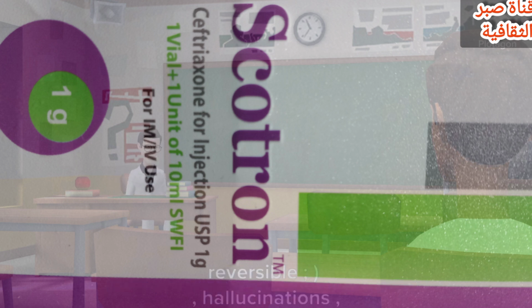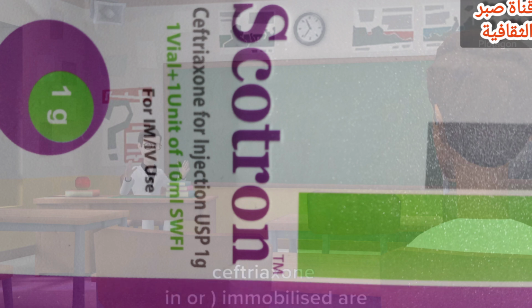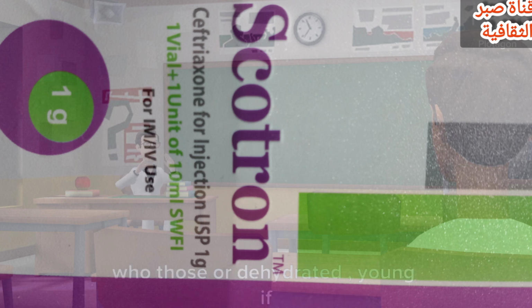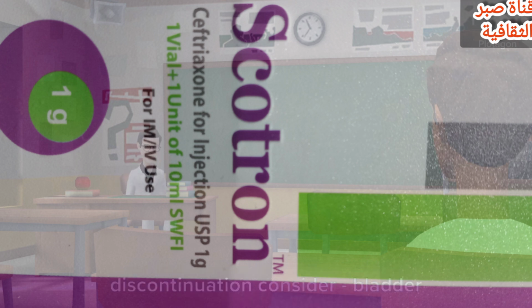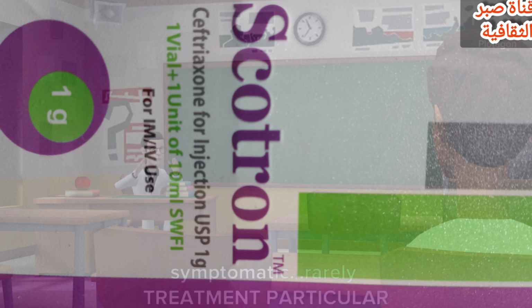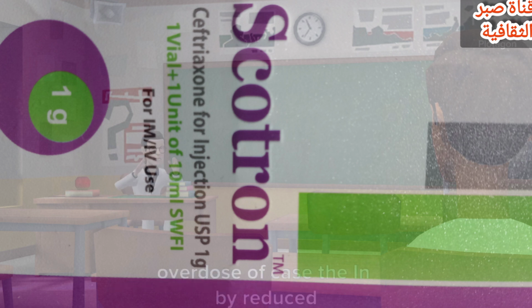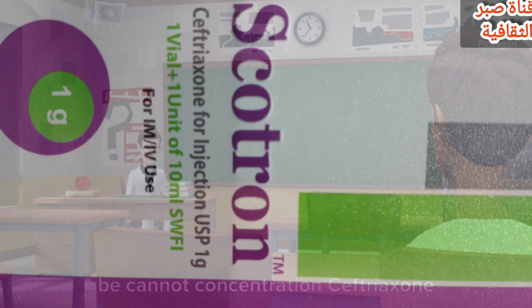Reversible interstitial nephritis, hyperactivity, nervousness, sleep disturbances, hallucinations, confusion, hypertonia, and dizziness. Calcium-ceftriaxone precipitates in urine, particularly in very young, dehydrated or immobilized patients, or in the gallbladder; consider discontinuation if symptomatic. Rarely prolongation of prothrombin time, pancreatitis. Symptoms of overdose and treatment: in the case of overdose, nausea, vomiting and diarrhea can occur. Ceftriaxone concentration cannot be reduced by hemodialysis or peritoneal dialysis.